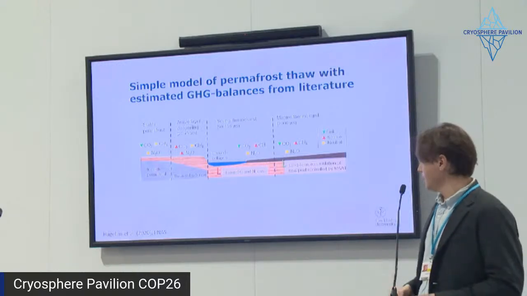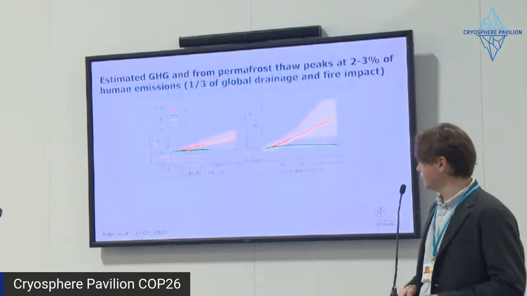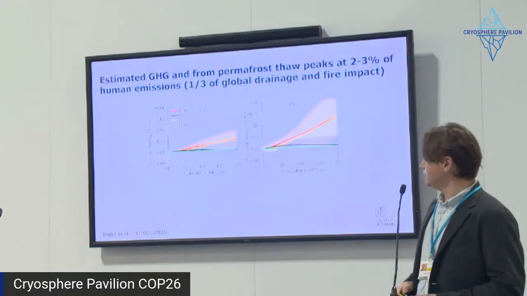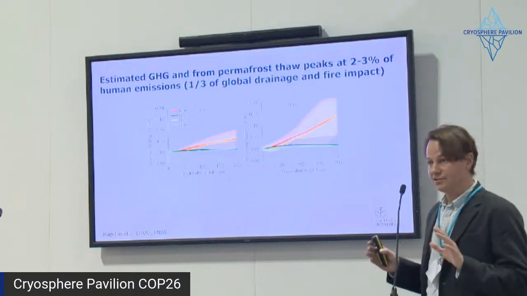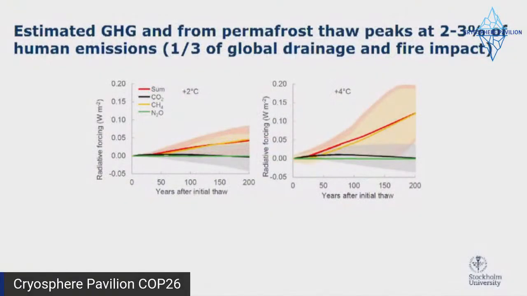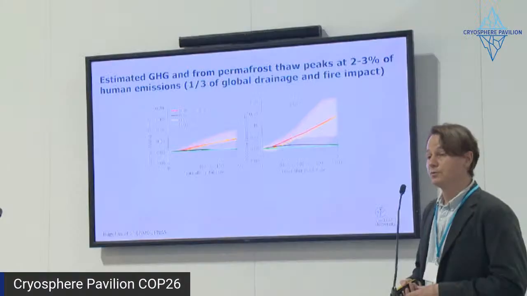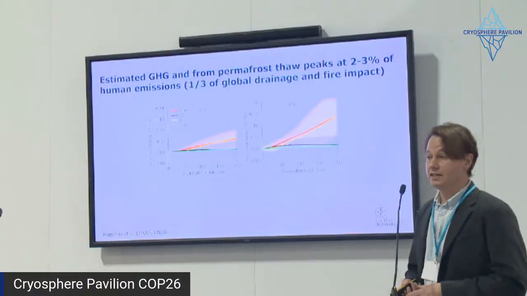And if we upscale this for the whole Arctic, we see that estimated greenhouse gas emissions from permafrost thaw, from peatlands only, this doesn't include all of the other permafrost, which is also going to be affected and also emit CO2 or methane. This is just the peatlands. At peak, it might add as much as 2 to 3% of present-day human emissions, roughly equivalent to a third of the climate forcing we have from drainage and fire impacts.